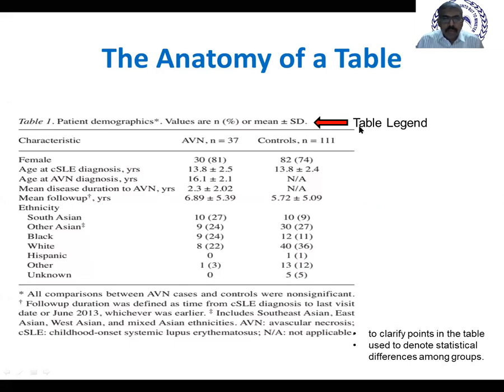All the tables should have a legend. Remember that the table legend should come on top of the table. You cannot put a table legend at the bottom. Then you have a column title. Every column has to have a title. You cannot leave anything blank. You have to write characteristic features, parameters, lab parameters, radiological parameters. So the column title should not be left open.